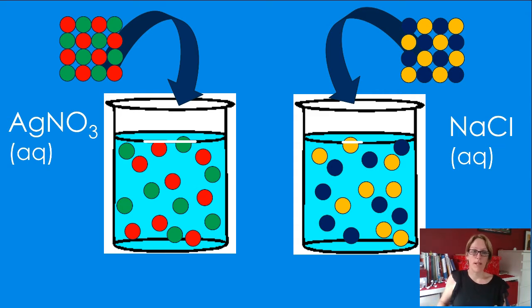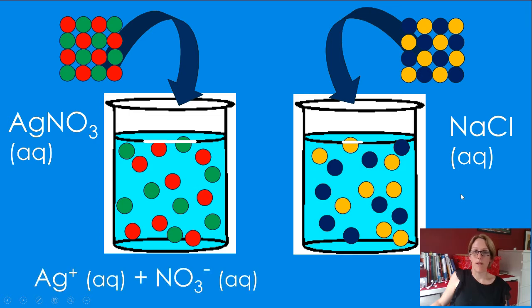So silver nitrate is a soluble solid because it's a nitrate. All nitrates are soluble. Sodium chloride is a sodium salt, and all sodium salts are soluble. In it goes, and now we have a transparent solution of sodium chloride.